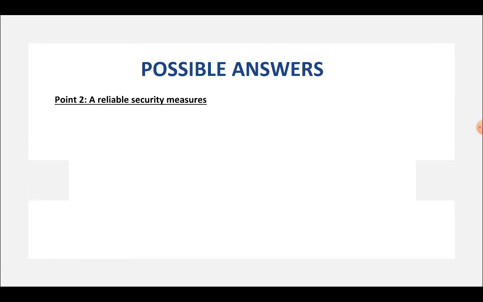Moving on, this is the second point that you can have for this particular question. You can say that technology helps us shop online as it provides reliable security measures. So explain, what do you mean? Okay, reliable security measures here refers to safe and secure payment using internet banking. Alright, so we explain further what we mean by that.